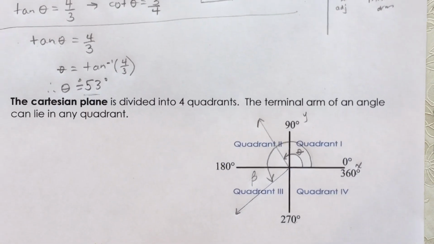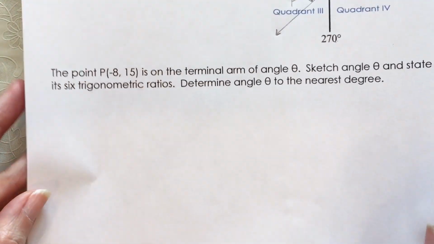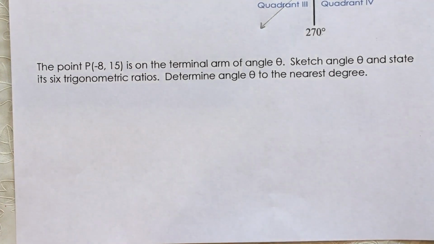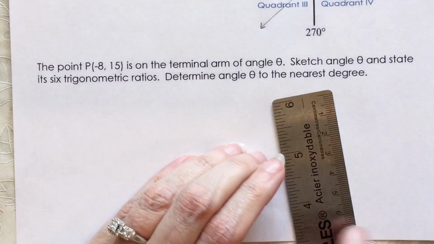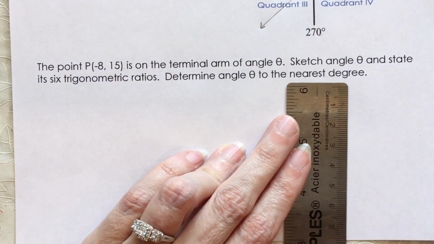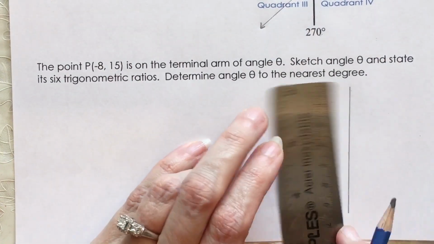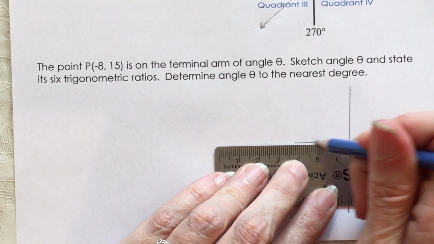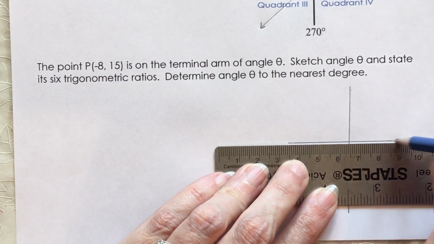Okay, so we're going to try a question now and see what difference that makes in how we do the question. The point P(-8, 15) is on the terminal arm of angle theta. Sketch angle theta and state its 6 trig ratios. Determine angle theta to the nearest degree. So we're going to start off again with a labeled diagram of angle theta. Again, these are going to be worth lots of marks, so it's good to be able to do them well.